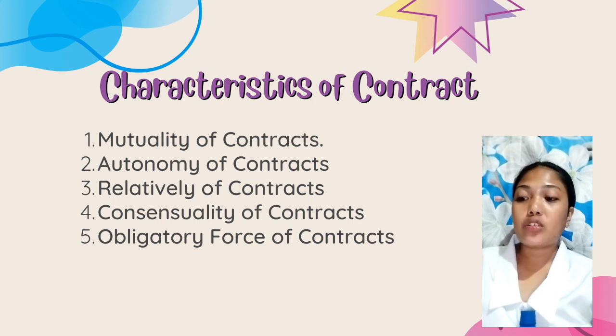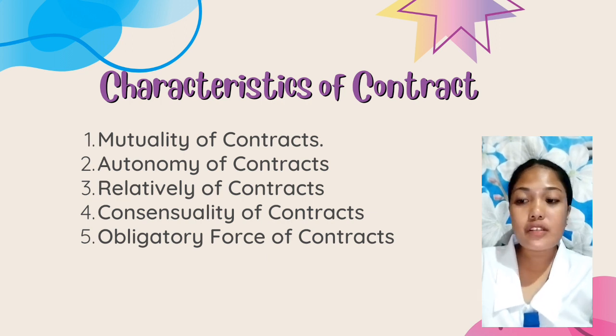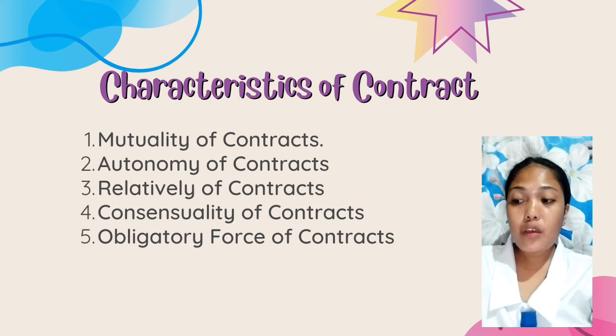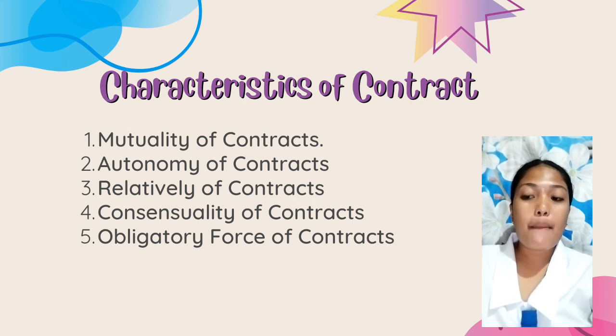So next one, we have the autonomy of contracts. The parties are free to stipulate terms and provisions in a contract, as long as these terms and provisions are not contrary to law, morals, good customs, public order, and public policy. Third one, we have relativity of contracts. Contracts are binding only upon the parties and their successors in interest. The exception is the stipulation in favor of a third person, as in a beneficiary of an insurance policy.